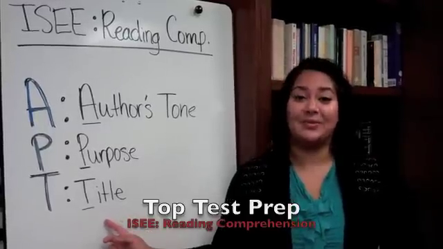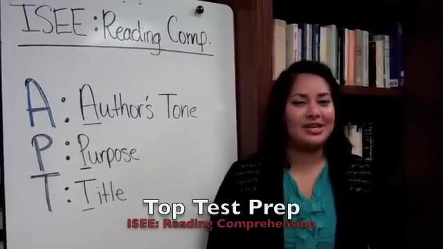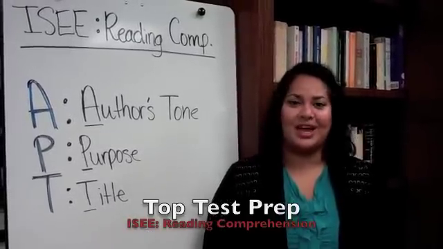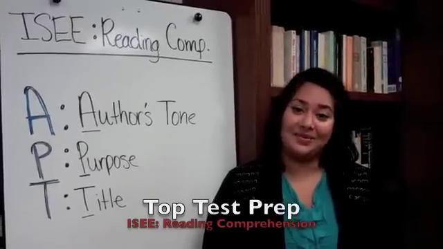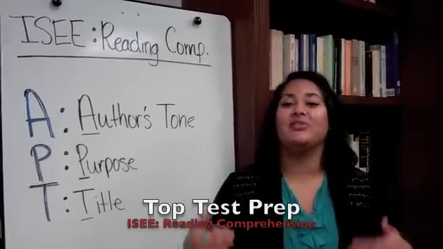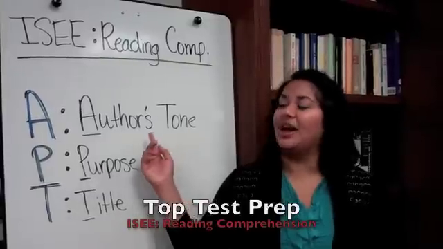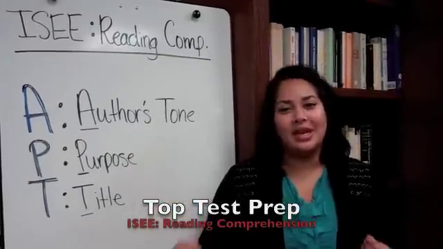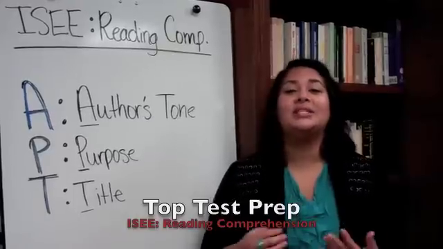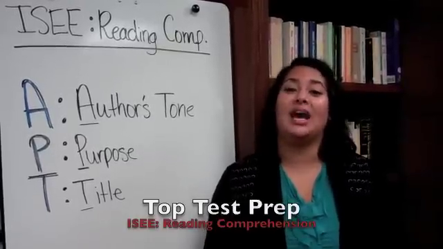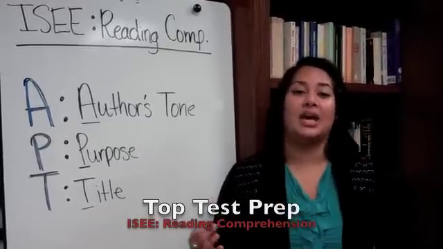Last one, T, title. You'll notice that none of the passages have titles. Why is that? Well, because the titles give away the main idea. So here, after you've read the passage and gathered the author's tone and the purpose, think really hard about what is the one thing the author was trying to say? What is the main point? That'll give you your title, and so you can write in your own title.